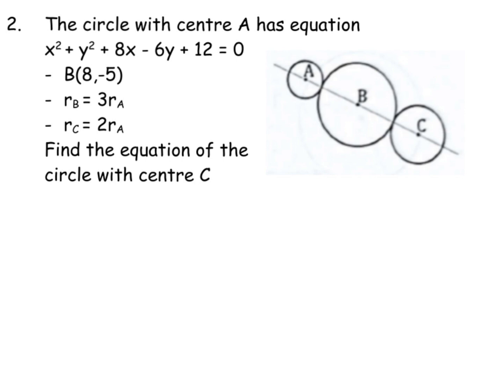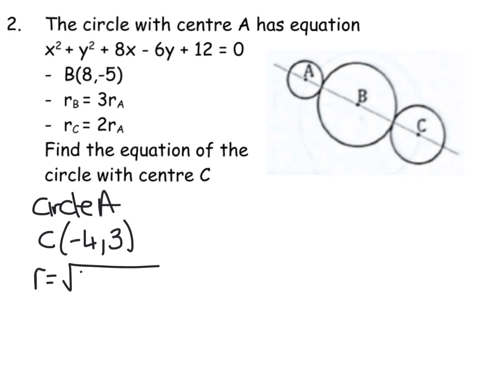Now my first thing is, let's go get the centre and radius of circle A. Right, so circle A. Let's look at this. Circle A has a centre: half of 8 changes sign is -4, half of -6 changes sign is 3. And its radius is the square root: 4 squared, which is 16, 3 squared, which is 9, and minus 12. 16 plus 9 is 25, take away 12 is 13, so root 13.